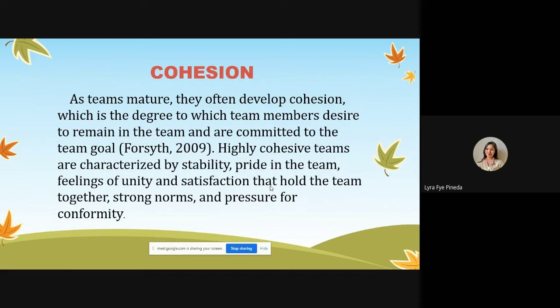Cohesion. Cohesion means having a cohesive workplace that consists of a group of employees who work well together, and everyone feels that they contribute to the overall success of the group. Also, as teams mature, they often develop cohesion, which is the degree to which team members desire to remain in the team and are committed to the team goal. Highly cohesive teams are characterized by being stable and satisfied, which may hold the teams together, meaning that they trust each other. Cohesion is very important because it leads to greater company success and goals.